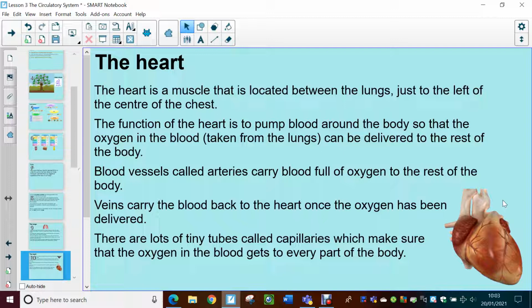That's really important. Arteries carry oxygenated blood away from the heart to the rest of the body. Veins carry the blood back once it's been oxygenated in the lungs again. There are lots of tiny tubes called capillaries which make sure that the oxygen in the blood gets to every part of the body. You need it in your toes, your fingers, your head, everywhere.